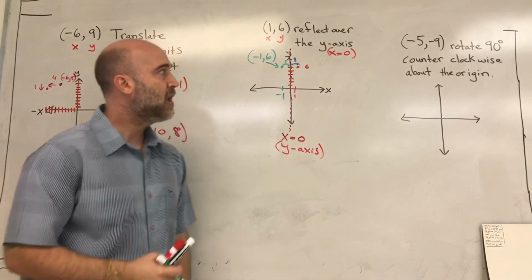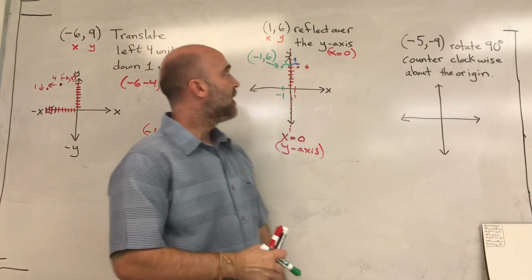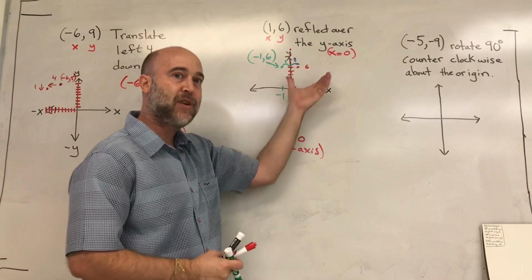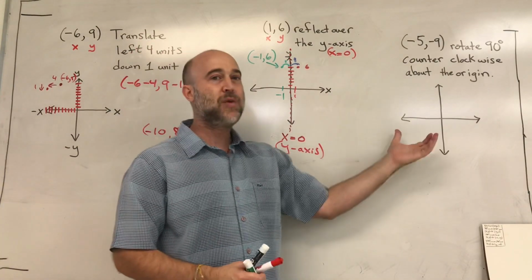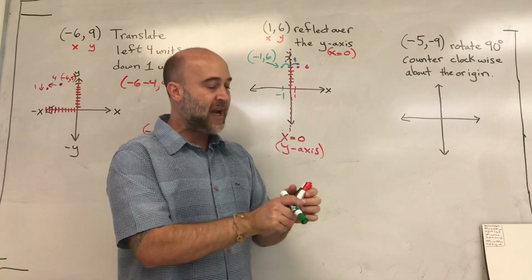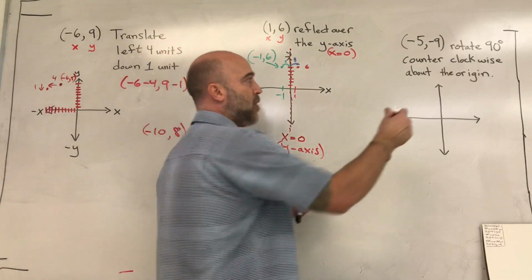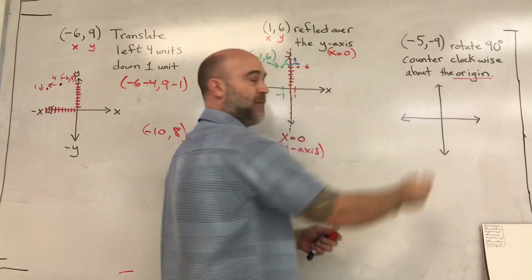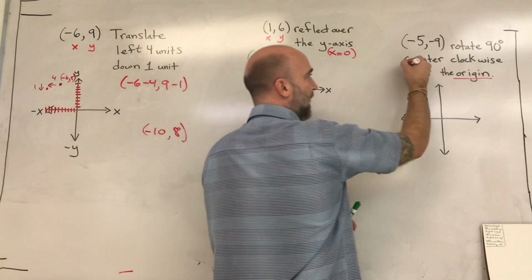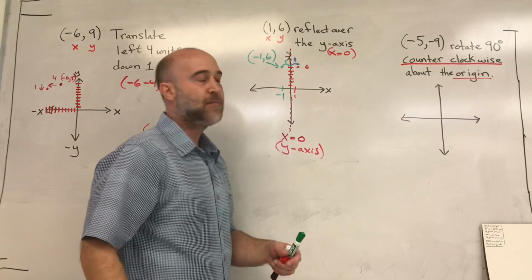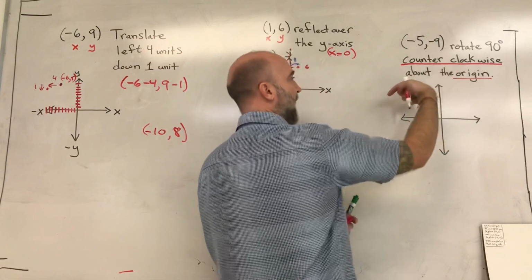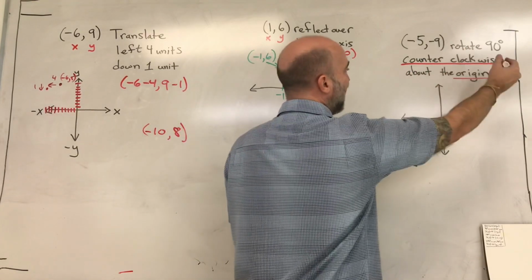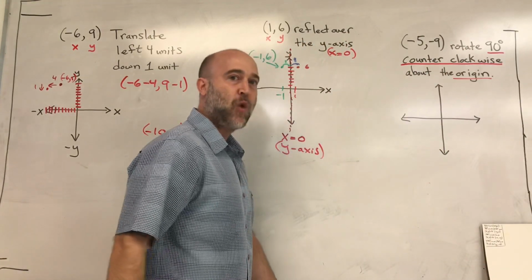The last one is a rotate. When you reflect, you have to know what line you're reflecting over. When you rotate, there are several things that are needed. Where are we rotating from? We're rotating about the origin. So the origin is our axis of rotation. We're doing it in a counterclockwise motion, the opposite way a clock would normally go. And then we are rotating it 90 degrees, which is a quarter circle.